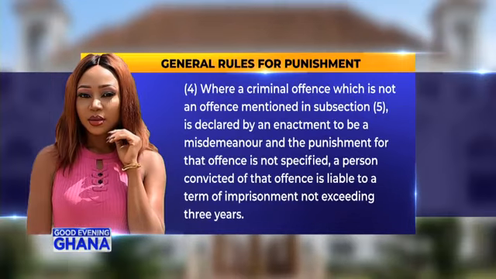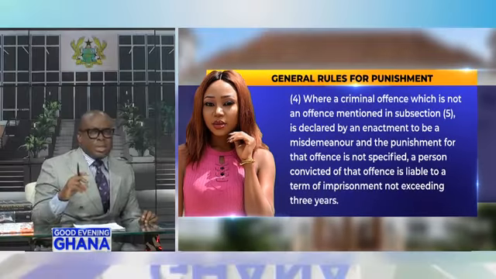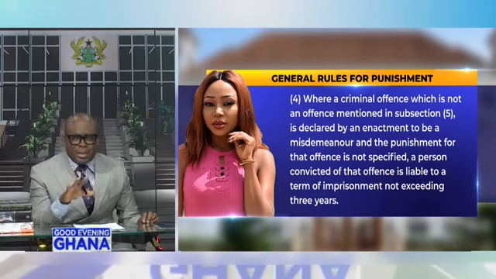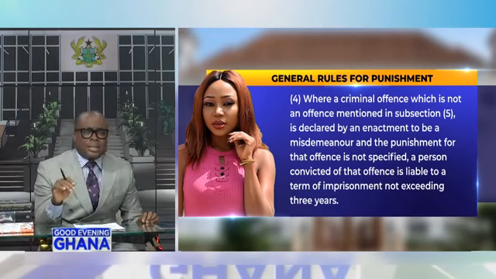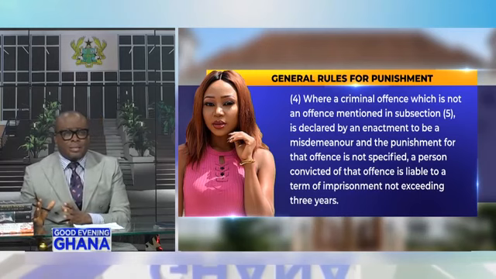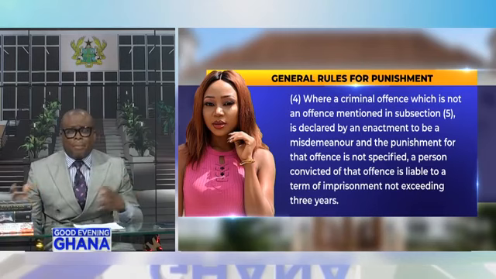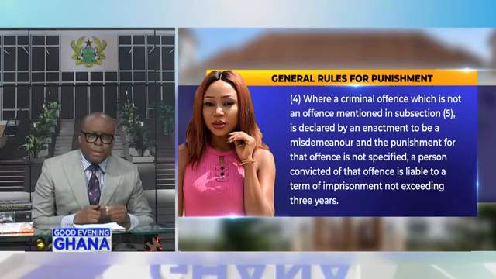It says, where a criminal offense, which is not an offense mentioned in subsection 5, is declared by an enactment to be a misdemeanor, like what Akuapem Poloo did, and the punishment for that offense is not specified, a person convicted of that offense is liable to a term of imprisonment not exceeding 3 years. Okay, so the important thing for us in here is that where a person is convicted of a misdemeanor, that person is going to face a punishment not exceeding 3 years in prison. So that's why there's a bit of uproar tonight, and there's a bit of pleading for Poloo.